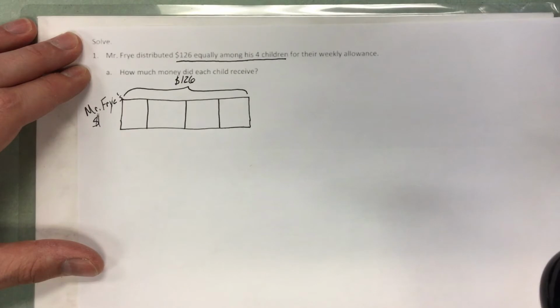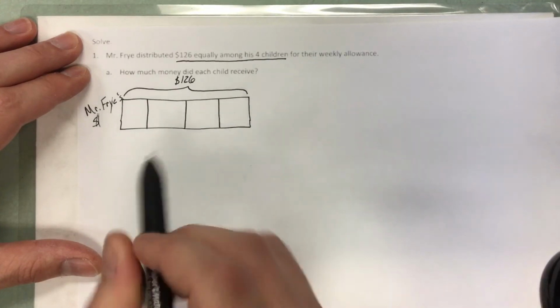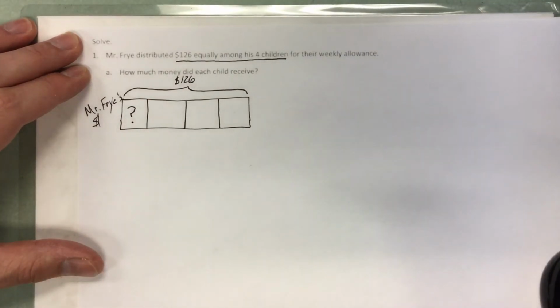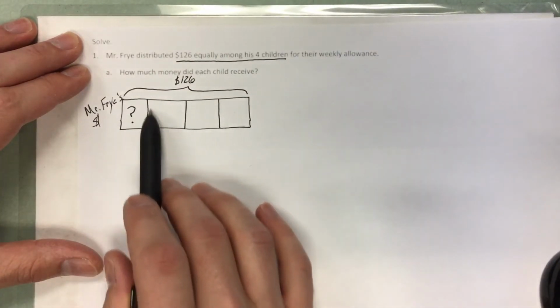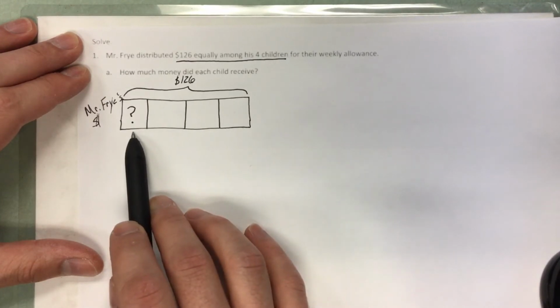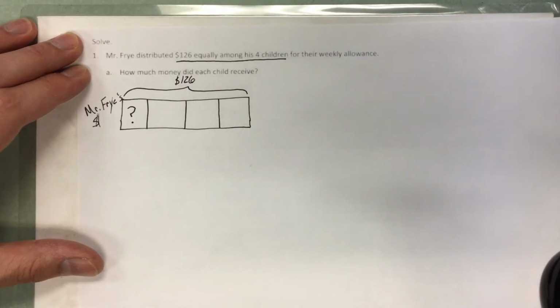What is the unknown in this problem, and how will we represent it in our diagram? The unknown is how much each child will get. To represent that, since they're all equal, I can put a question mark in one of the boxes. If I find out what this box is worth, then these boxes must be the same, because child 1 will receive the same as child 2, 3, and 4. So the amount of money one of Mr. Fry's children received for their allowance is what we're trying to find out.